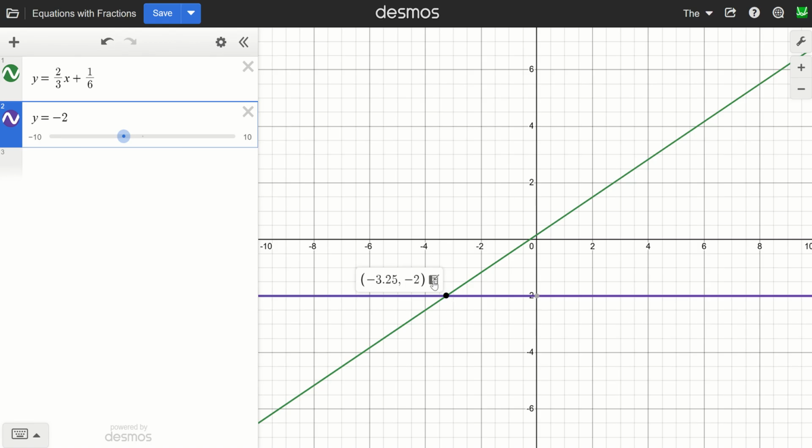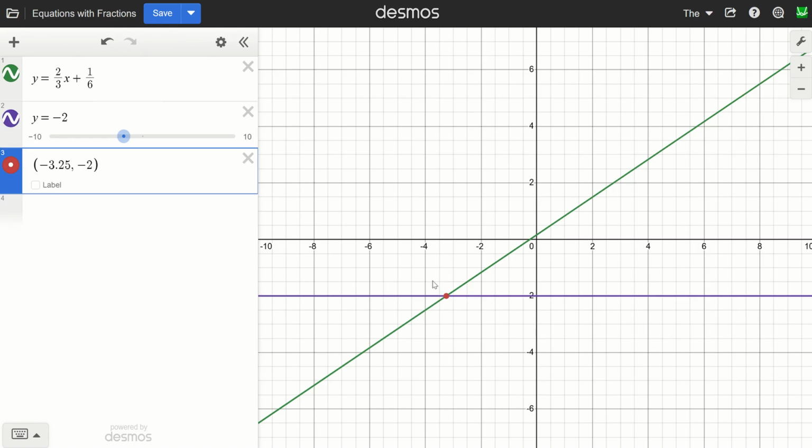Here's the ordered pair. If I click this copy button, it will drop the ordered pair over on the left side of my screen. Remember, when you solve an equation, in this case I'm solving for the variable x. Well, in my ordered pair, -3 and 25/100ths, or -3.25, is the x value of the ordered pair. So this is the solution to my equation.